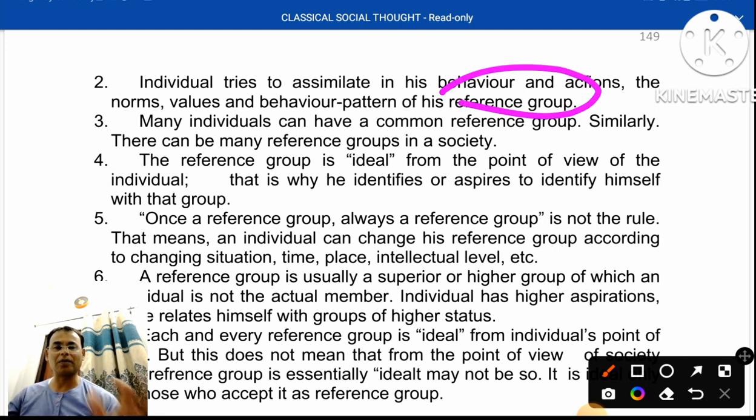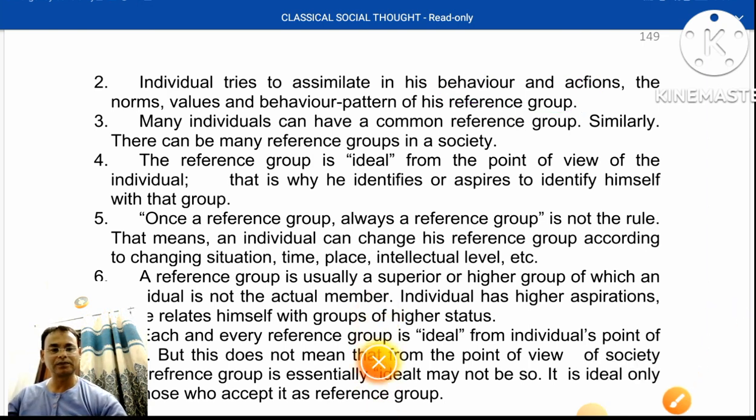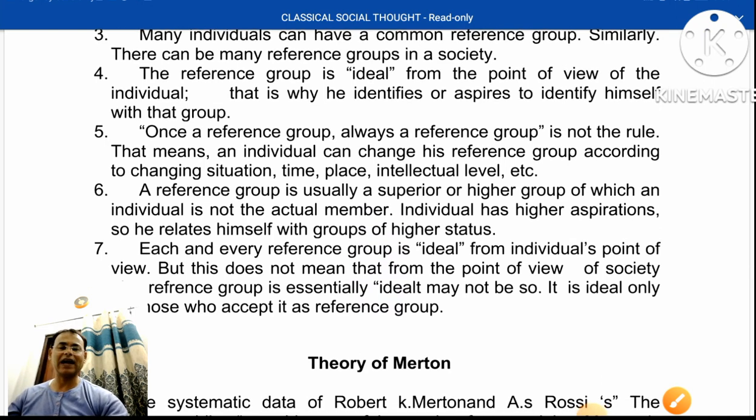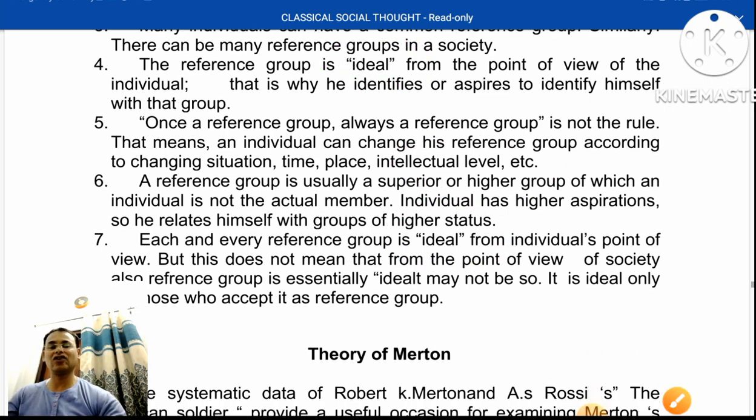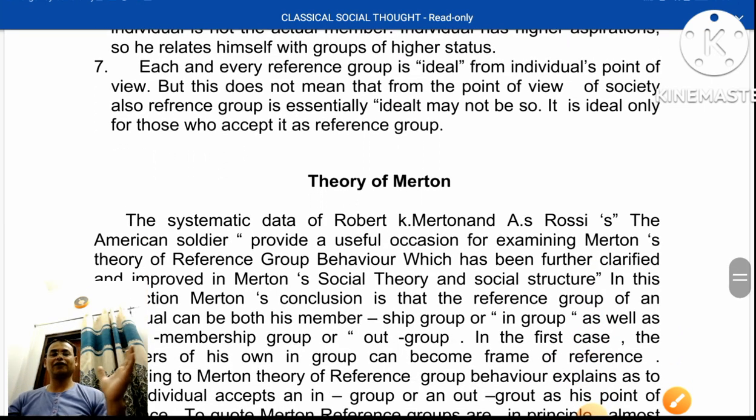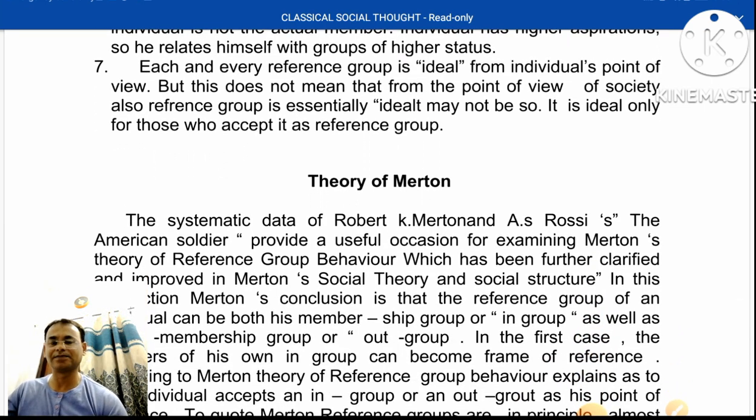Many individuals can have a common reference group. Similarly, there can be many reference groups in a society. A reference group is ideal from the point of view of the individual. Once a reference group, always a reference group is not a rule; a reference group can be changed. A reference group is usually a superior or higher group of which an individual is not the actual member. Each and every reference group is ideal from the individual's point of view, but this does not mean that from the point of view of society also the reference group is essential.